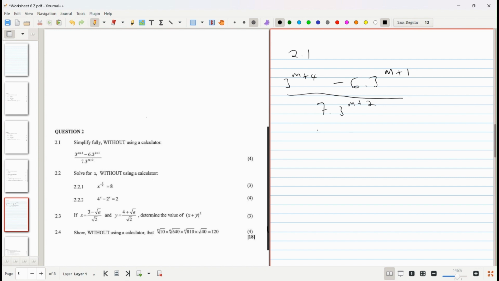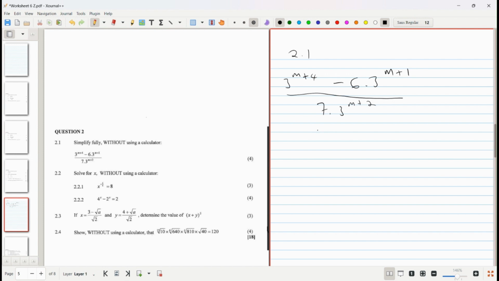The only thing that makes taking the common factor complicated is that here is 3 to the power m plus 4, here is 3 to the power m plus 1, and here is 3 to the power m plus 2. So you check which 3 has the lowest exponent. We can see this one has the lowest exponent. So we need to rewrite everything in terms of 3 to the power m plus 1.